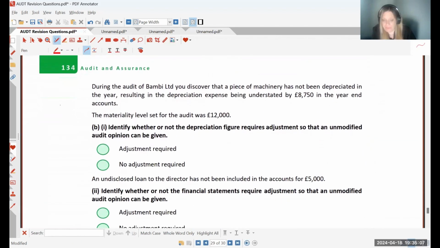Okay. Last little bit then. During the audit of Bambi Limited, you discover that a piece of machinery has not been depreciated in the year, resulting in the depreciation expense being understated by £8,750 in the year-end accounts. Okay. The materiality level set for the audit was £12,000. Identify whether or not the depreciation figure requires adjustment so that an unmodified audit opinion can be given.